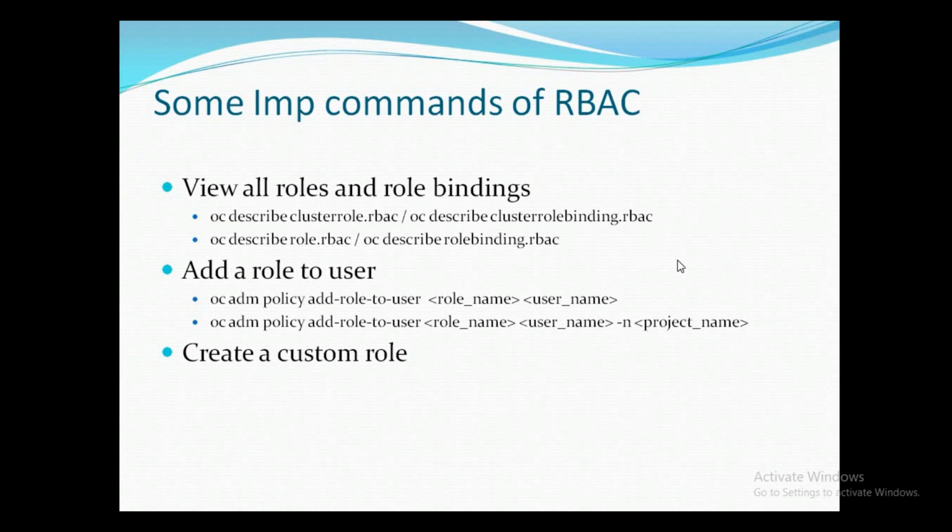And let's suppose we want to create a custom role. What we can do is oc create role, the name of the role, the verb, that is what type of access we need, such as list, get, and the resource, to which resource we want to attach these verbs, and then the project.